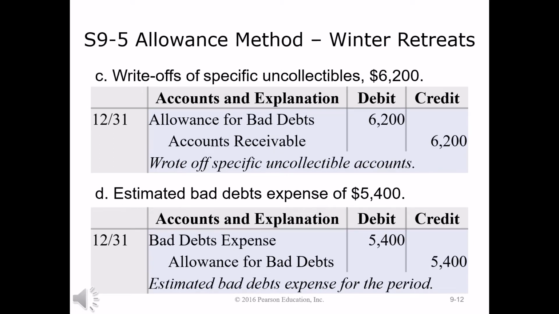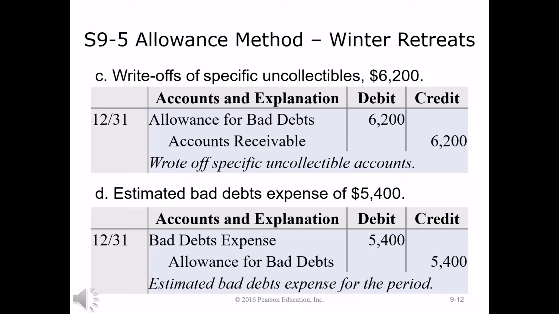The next journal entry is for write-offs. Throughout the year, Winter Retreats has decided that specific accounts are not going to be collected and has written off these amounts. We write these off by taking money out of accounts receivable and putting it into allowance for bad debts. Keep in mind that on our balance sheet, it won't look any different because we're just moving it from one account to another account. But it does at least reduce our accounts receivable balance itself to show that less money is going to be collected.